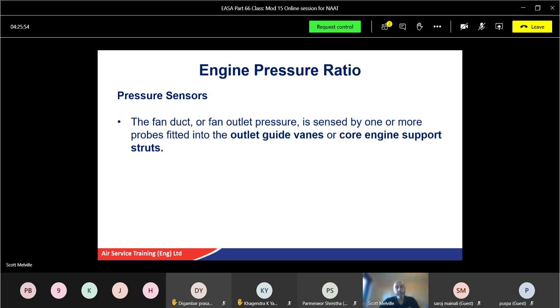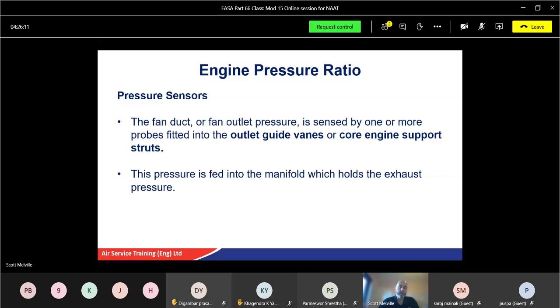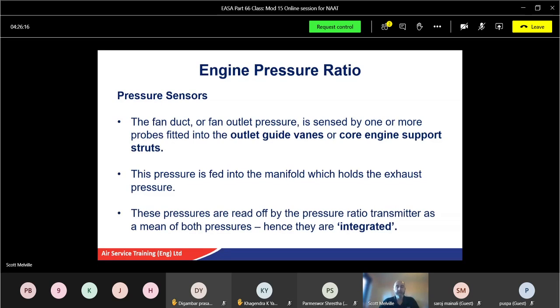Fan duct or fan outlet pressure, again, is sensed by one or more probes, depending on the engine type, in the outlet guide vanes or core engine support struts. Again, the pressure is fed from there into the manifold, which holds the exhaust pressure. And again, the pressure is read off by the pressure ratio transmitter as a mean, or an average. Remember, mean, median, etc. A mean just means an average of both pressures. Hence, you get the integrated pressures.